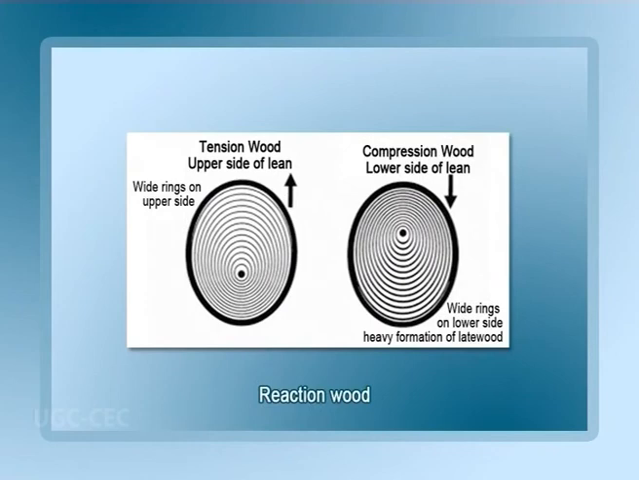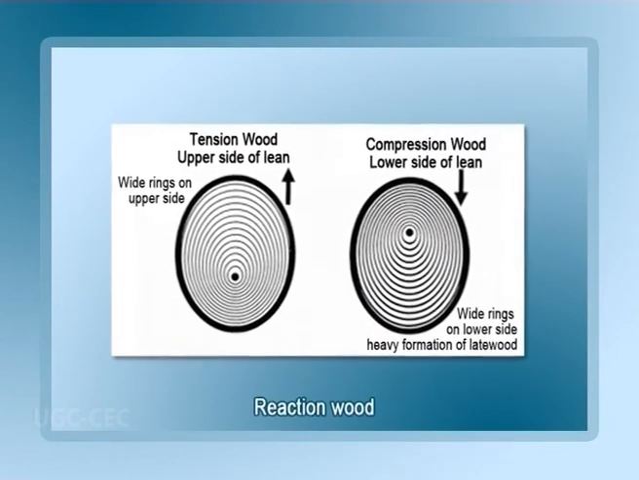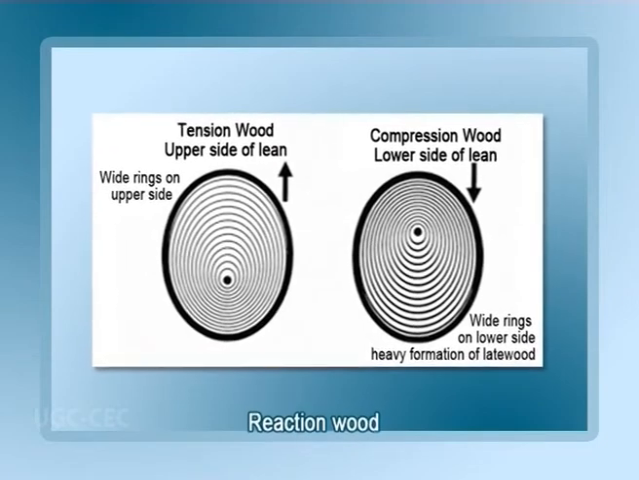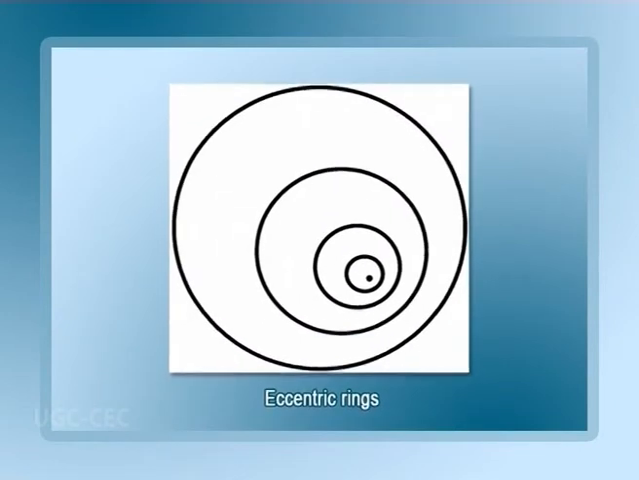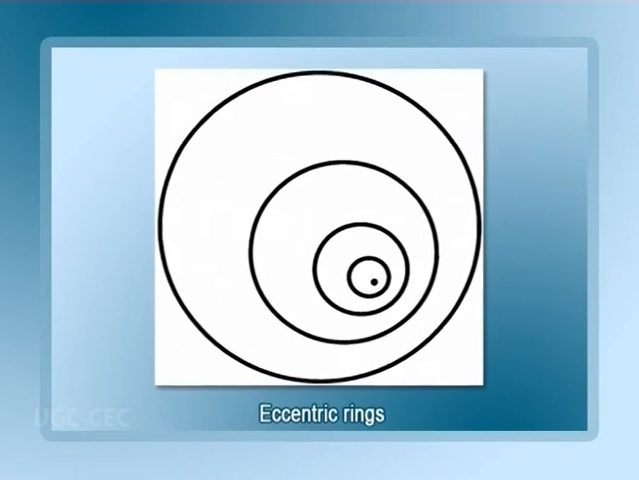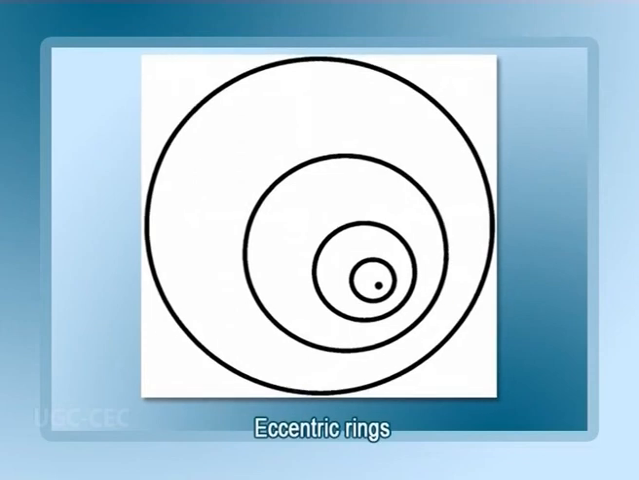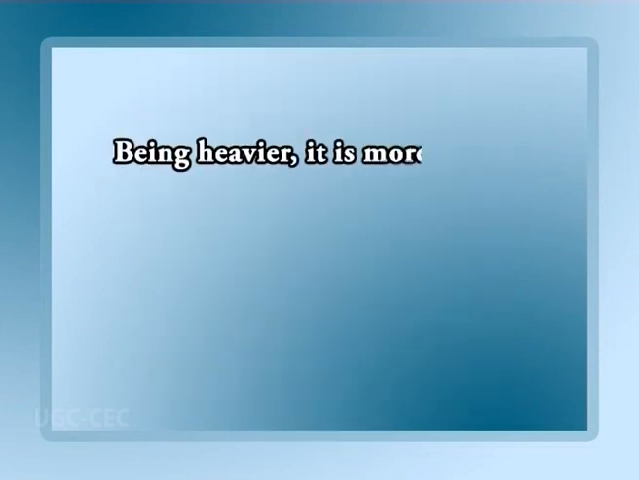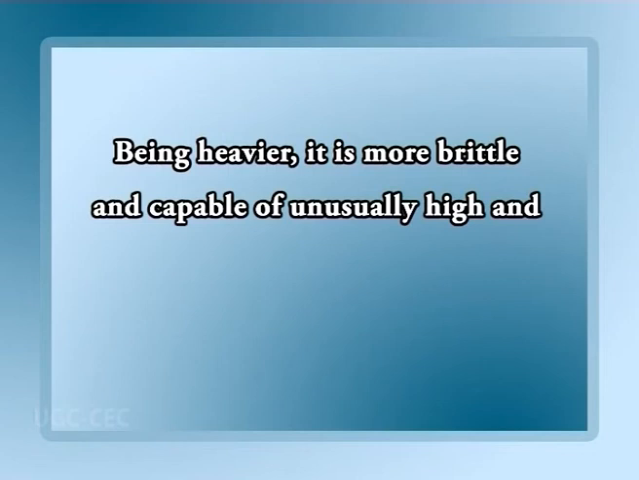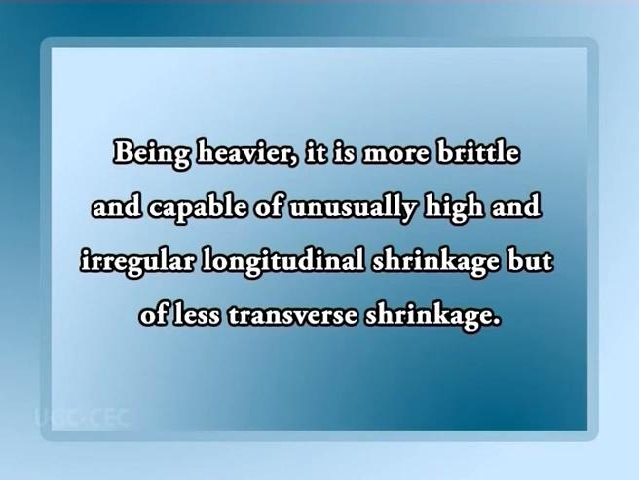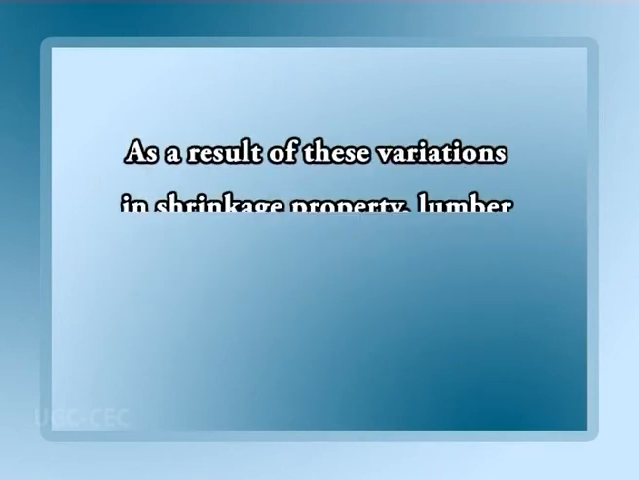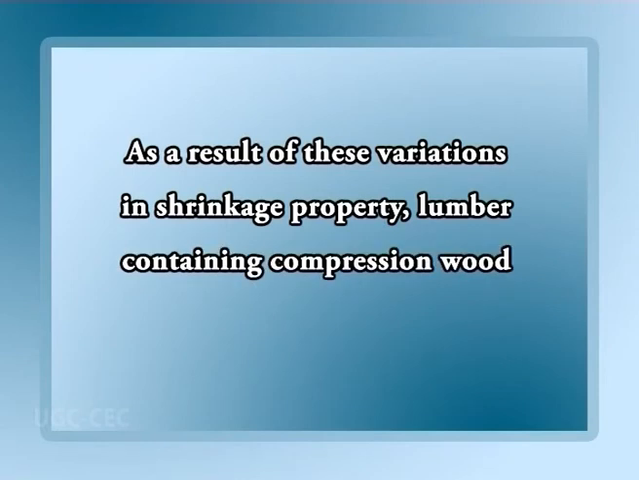Gymnosperms produce compression wood, which is produced by the local increased activity of the cambium on the lower side of the stem. The reaction wood on the tilt side of the trees tries to push itself back up. Typical compression wood is recognizable by the presence of eccentric growth rings and is 20 to 40% heavier than the normal wood of the same species. Being heavier, it is more brittle and capable of unusually high and irregular longitudinal shrinkage, but of less transverse shrinkage. As a result of these variations in shrinkage property, lumber containing compression wood twists as it dries out.